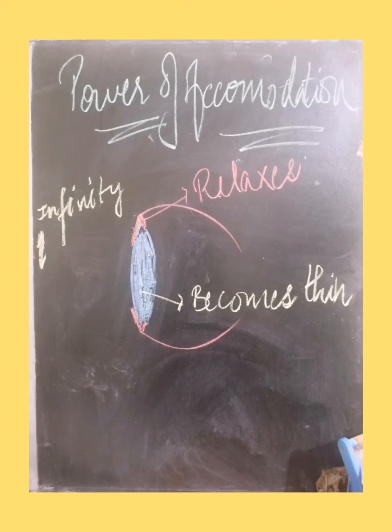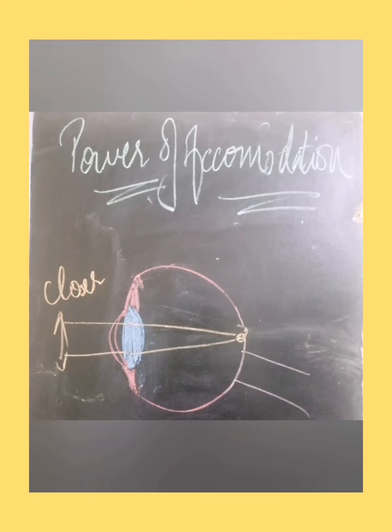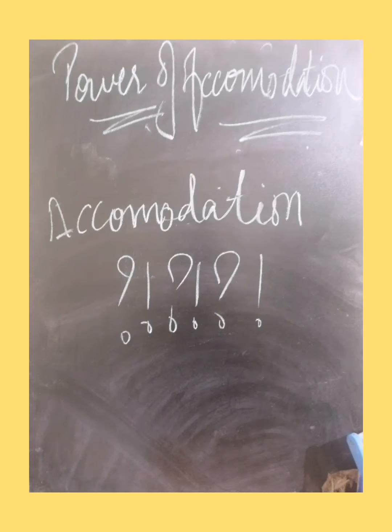Now, as the eye lens becomes thin, the focal length increases. That is why we are able to see distant objects clearly. So the thinner the lens, the more the focal length. These are proportional to each other. When the object is closer to the eye, the focal length decreases and we are able to see the image on the retina of our eye, right? This also increases the curvature of the eye lens. So this is how we can see nearby objects clearly too.